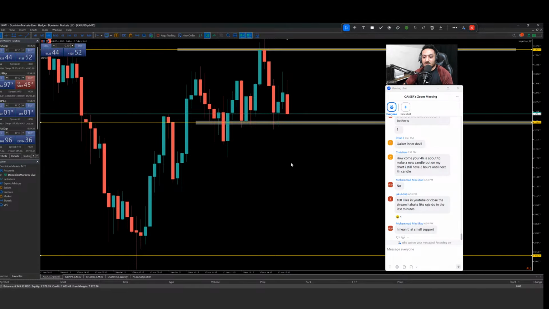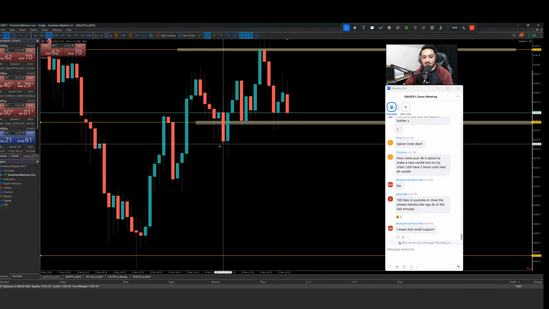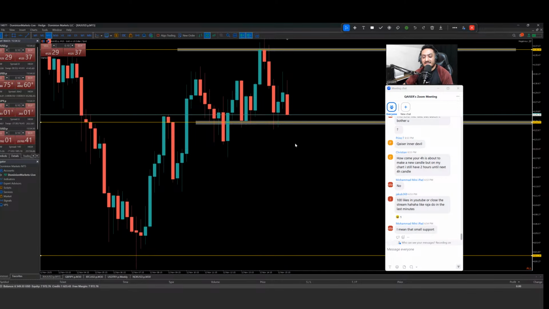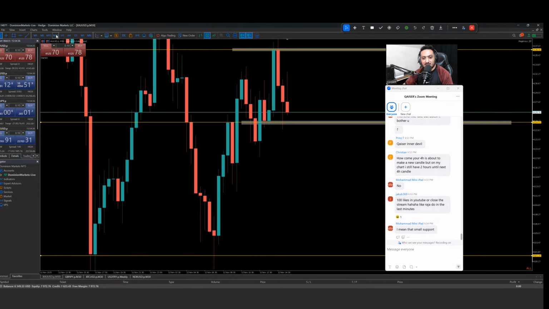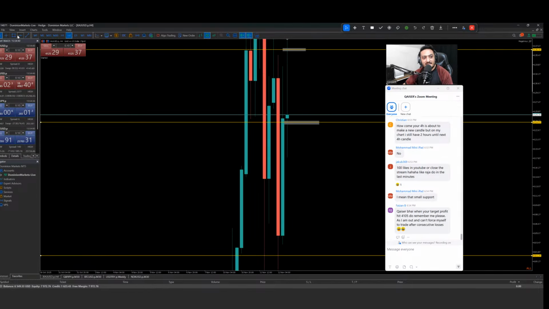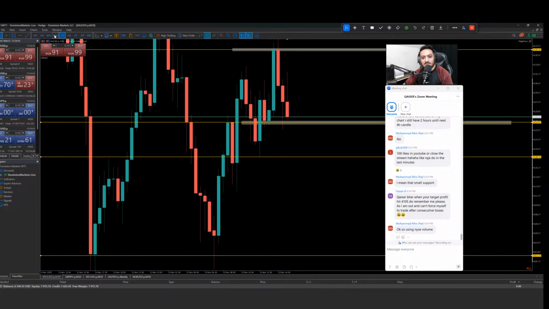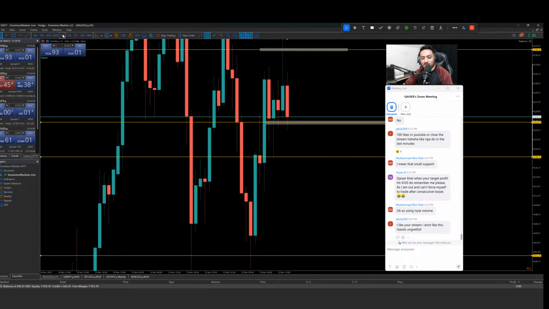I mean, that's a small support. Yeah, I can see this support again, depending on the volume. Let's see how this candle is about to close. 6 minutes left for this candle to be closed. Wow. H1 is also pushing to the downside. Interesting.